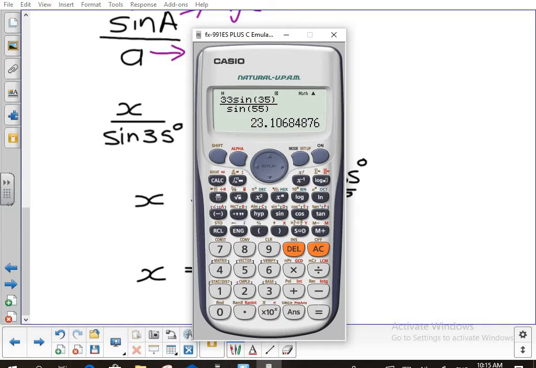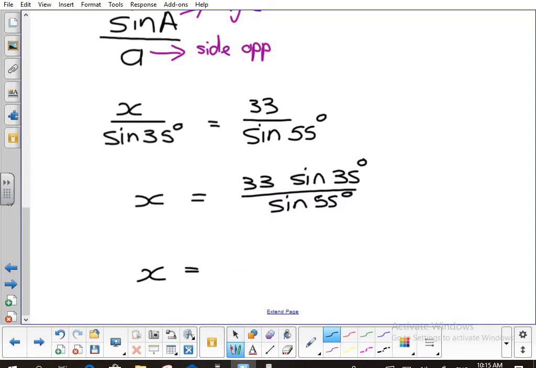And this answer would be 23.11. So I go back to my page here, 23.11, and what was that? That would be centimeters. Boys and girls, and that is an easy sin rule solution.